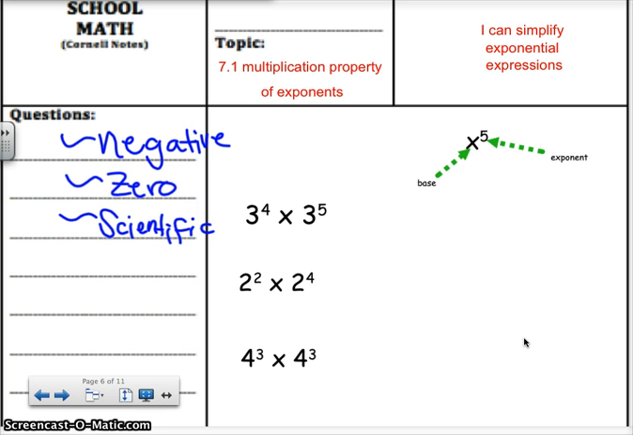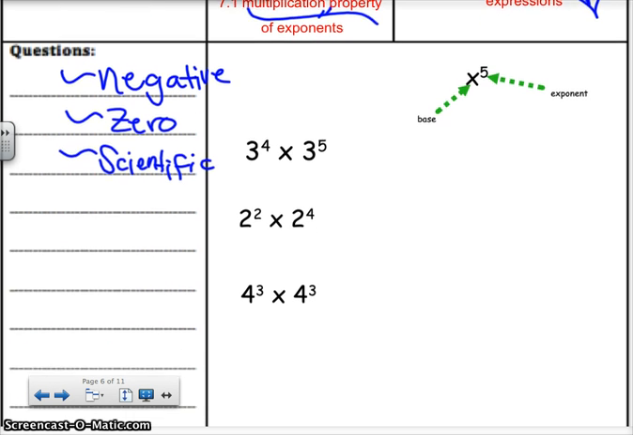We're going to add on. And we are going to talk today about the multiplication property of exponents. Your learning target, the same learning target you've had pretty much this whole unit. My goal for you is to simplify exponential expressions.